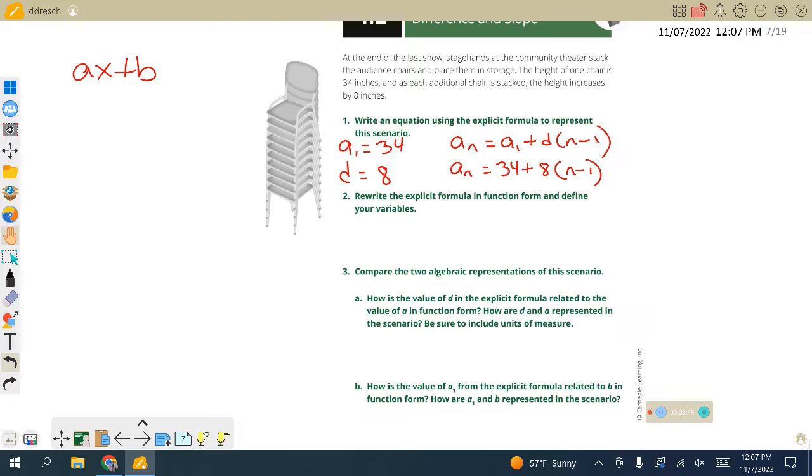Okay? Now, next thing we want to do is take that equation we just created and put it in that function form right here. So when I say function form, I know it was Friday, and Friday seems like forever ago. But what we want to do is use our skills of taking that 34 plus 8 times n minus 1 and making it look like that ax plus b. That's when we say function form. That's what we want it to look like.